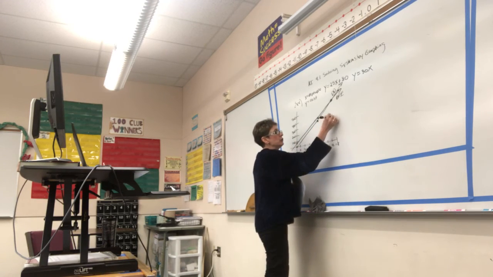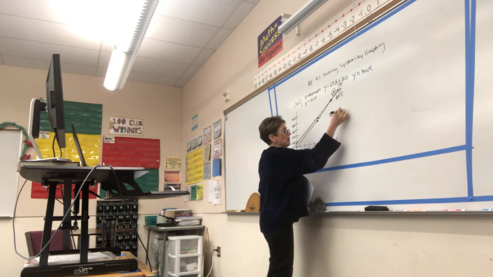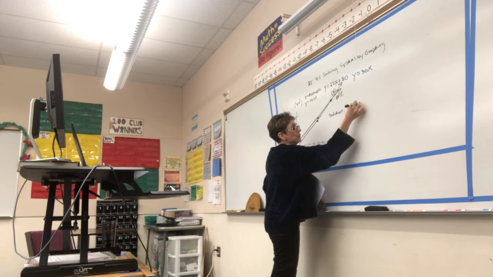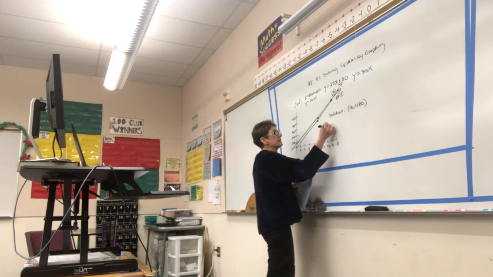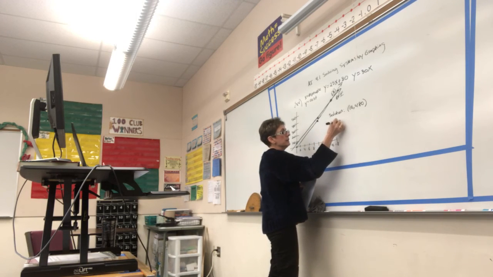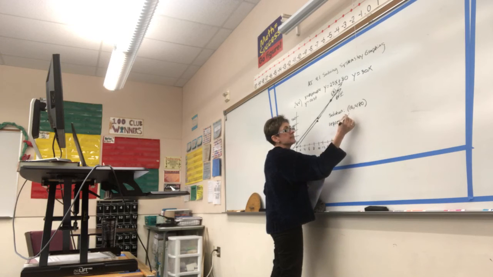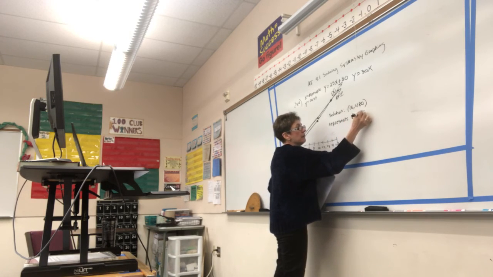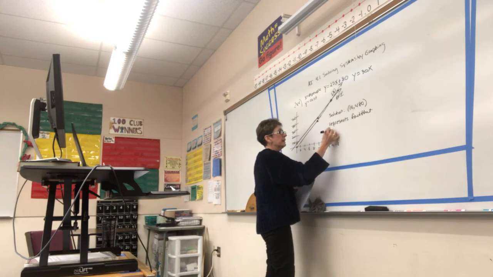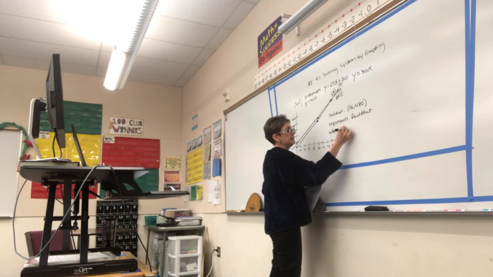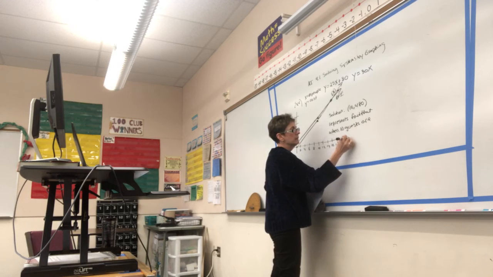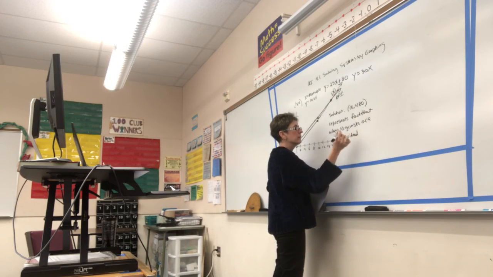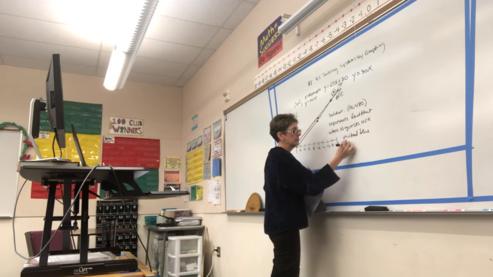So the question asked us, what is the solution of the system? The solution would be the point (16, 480). What does that represent? It represents the fact that when 16 guests are invited, the total cost is the same.